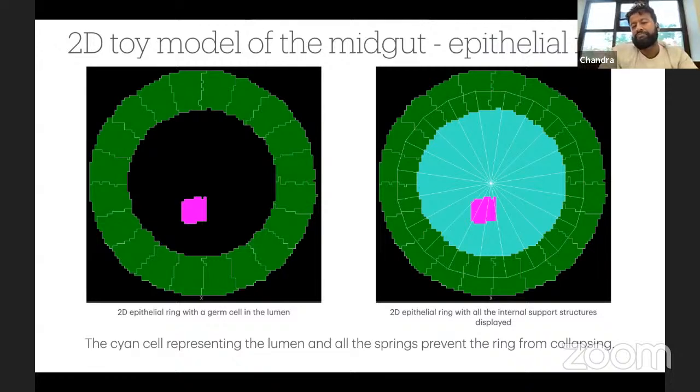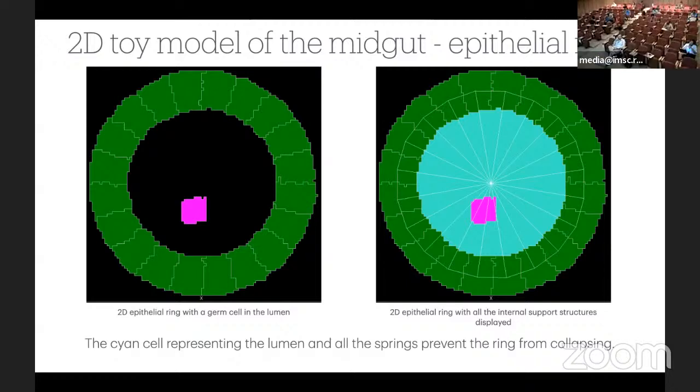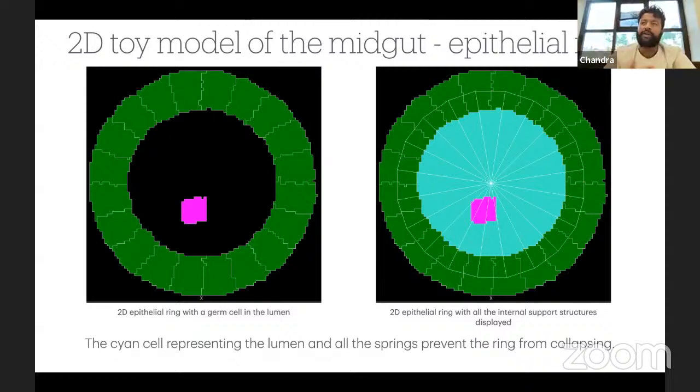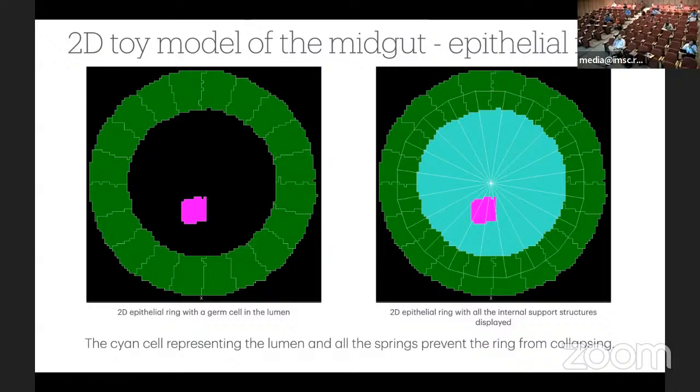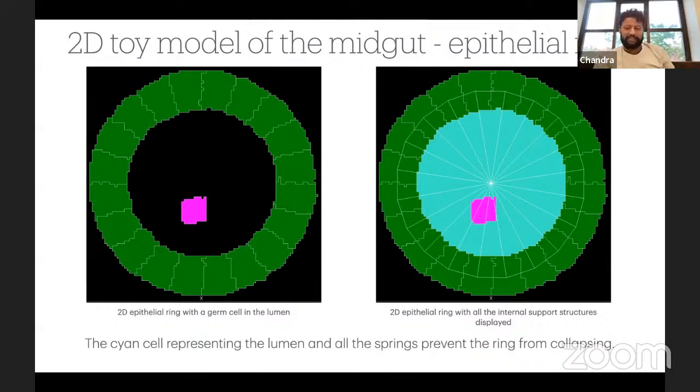But to be fair, if you allow me to argue, I know that if I remove the cyan cell, the system still doesn't collapse. So the spring alone is enough. So what exactly is the spring doing? It's basically a mesh that connects cells next to each other in some sense. So it's roughly doing that, but then again, it's very hand wavy.